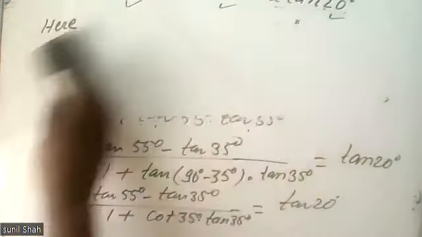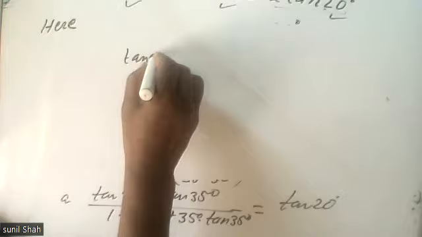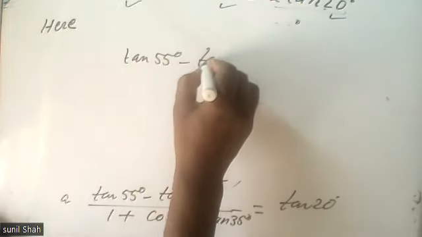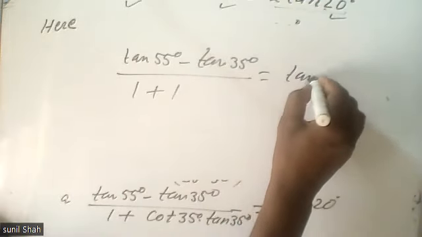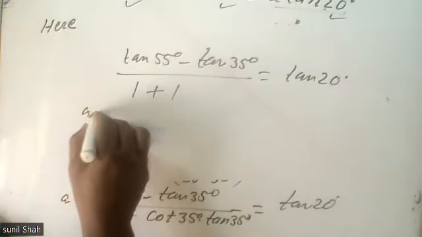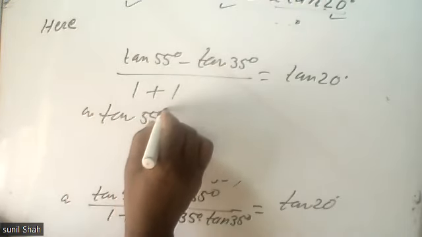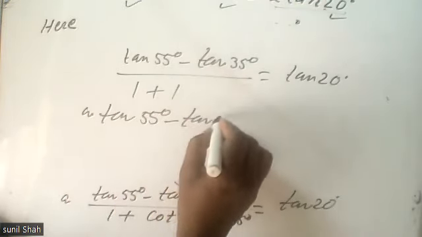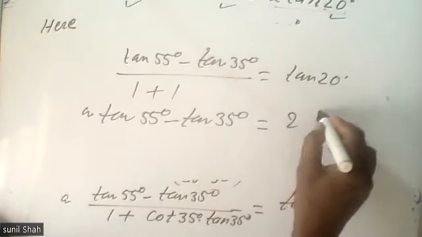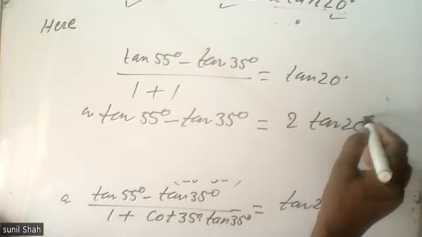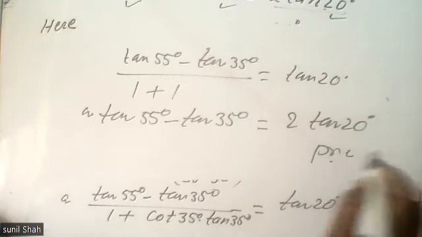After this, we'll have this line. Tan 55 minus tan 35 is equal to 1 plus 1, that is tan 20 degree, or tan 55 minus tan 35 is equal to 2 times tan 20 degree. Proved.